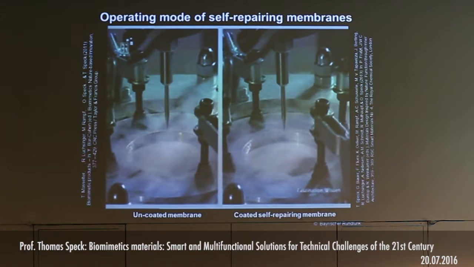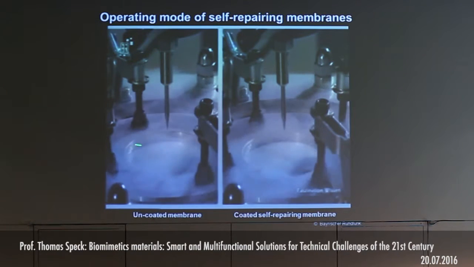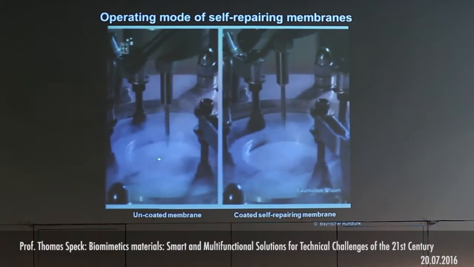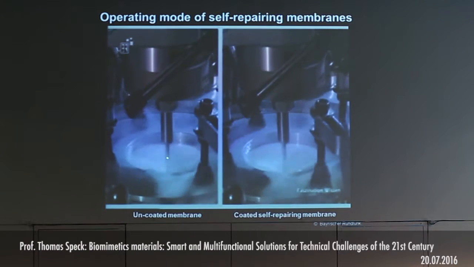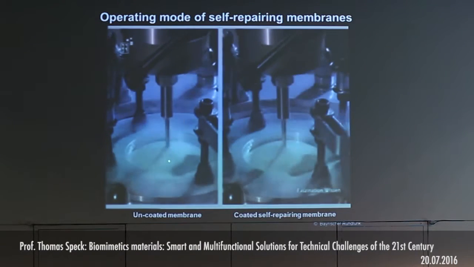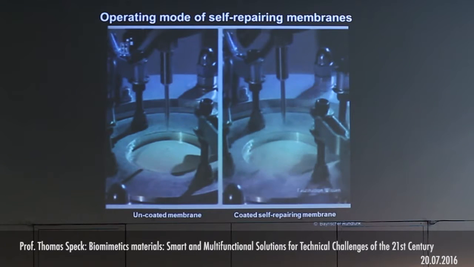I'll show you quickly a movie twice. This is an uncoated membrane, this is a coated self-repairing membrane. We puncture it, and we blow a kind of liquid air over it, and you see what the puncturing does in the uncoated membrane. It's punctured, the hole is made, and the air leaks out. It blows away the liquid air which is always blown over.